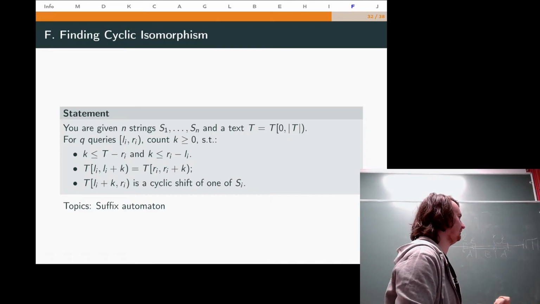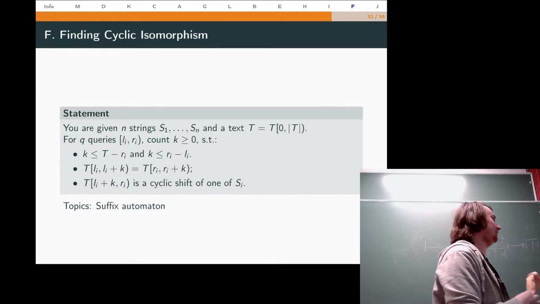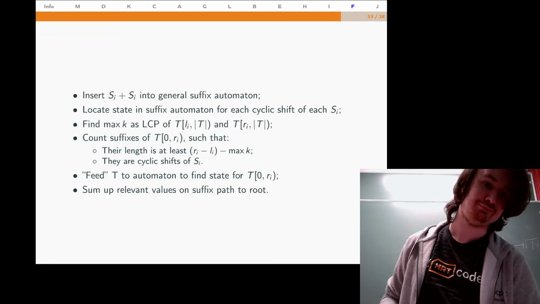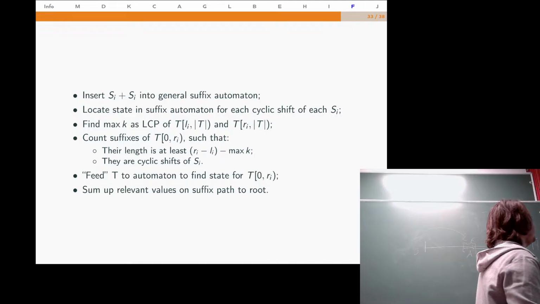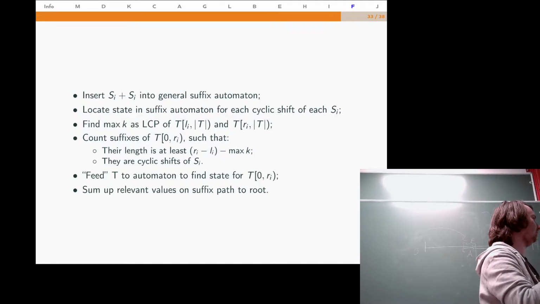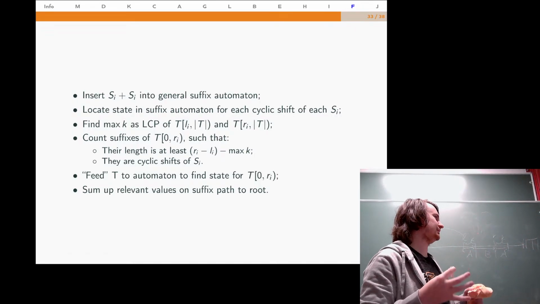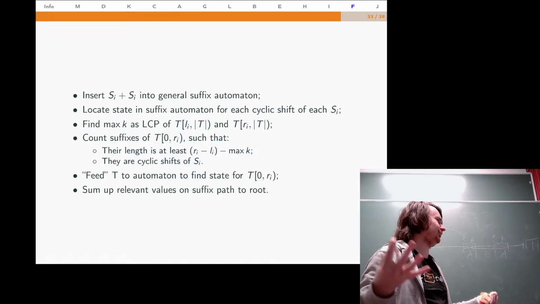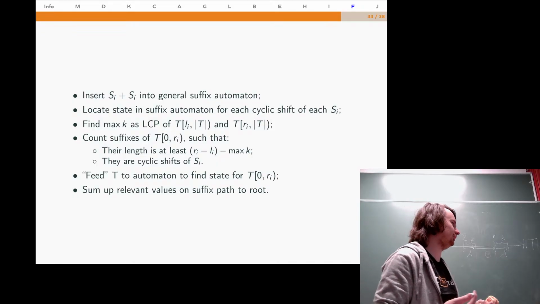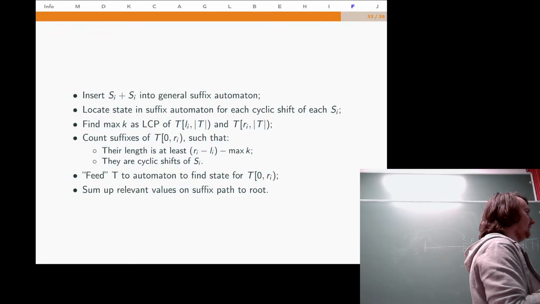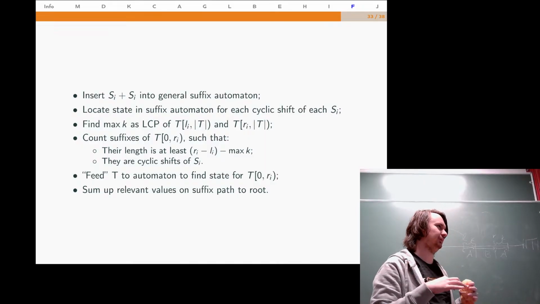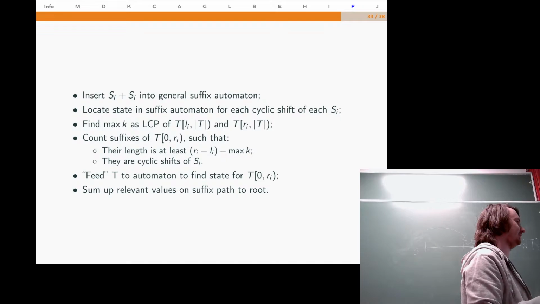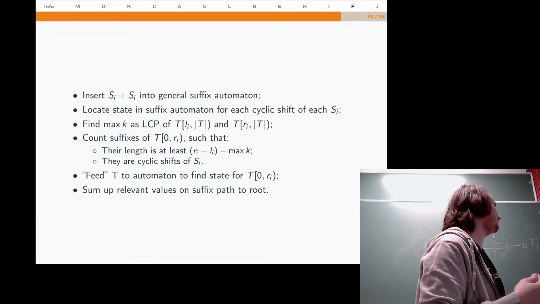So, of course, with this setup, the solution is essentially some kind of suffix structure bash, which goes like this. So first of all, we can insert all doubled strings from the input in some kind of general suffix automaton, for example. I think you can also try to do it with the suffix tree if you are more confident with it, or even you can try to create a common suffix array for them. So the topic says suffix automaton, but it's really up to you which kind of suffix structure you want to use.